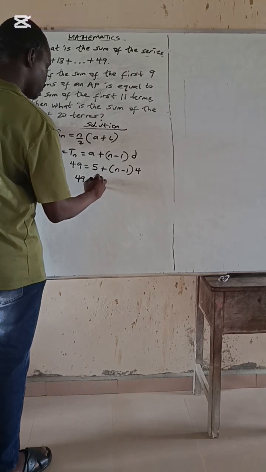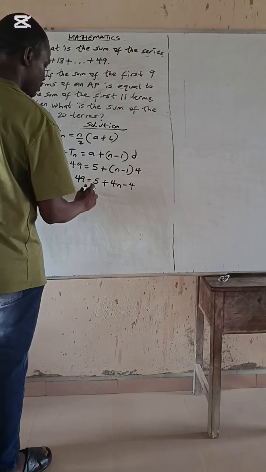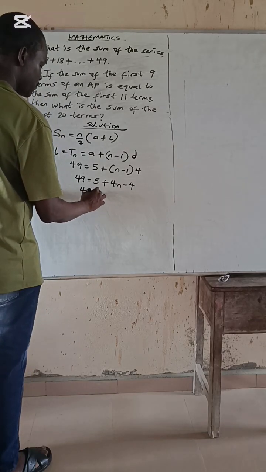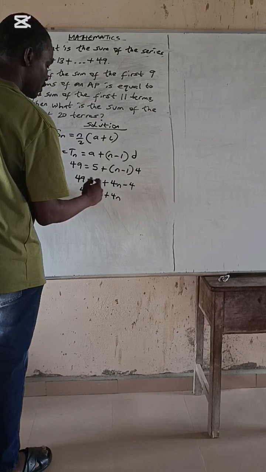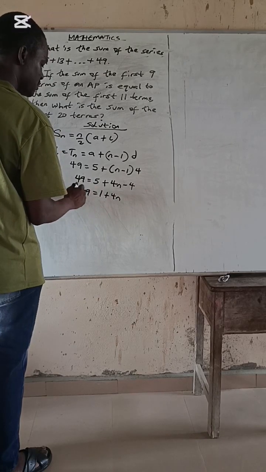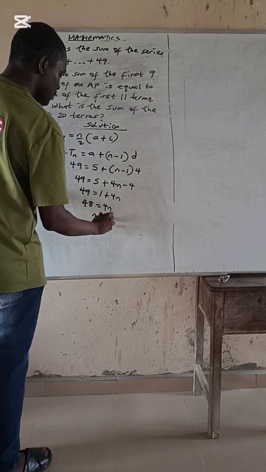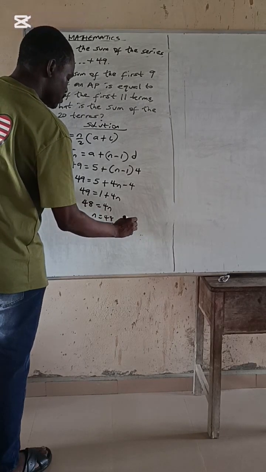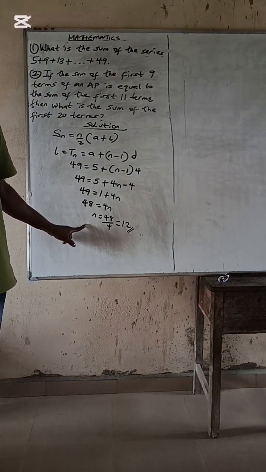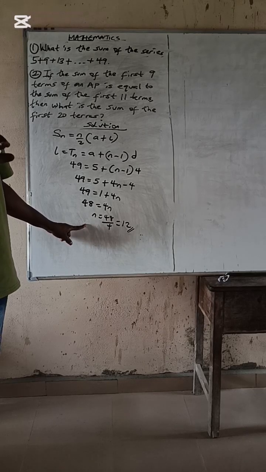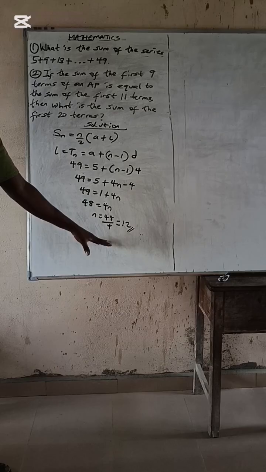So that will be 49 equals 5 plus, use 4 to open the bracket, 4n minus 4. Then you collect the like terms, that's something like 49 equals 5 minus 4 will give us 1 plus 4n. When you interchange, this one will come and meet this. We'll be having 48 equals what? 4n. So n equals 48 over 4, which is going to give us what? 12. Now, we've been able to calculate the number of terms of that series, which is 12.